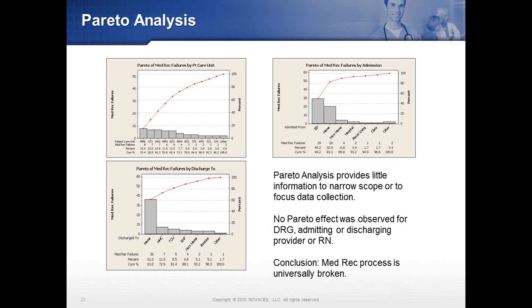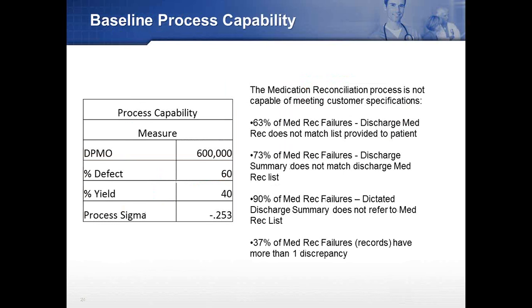And then whether they were discharged to home, this is a great example. Right here it looks like, wow, people going home, if you didn't go any further in your statistical analysis, were where we should focus our resources. But be careful. That's where most patients are discharged. So the conclusion is here, the Paretos were not very helpful, and MedRec was a process that was universally broken.